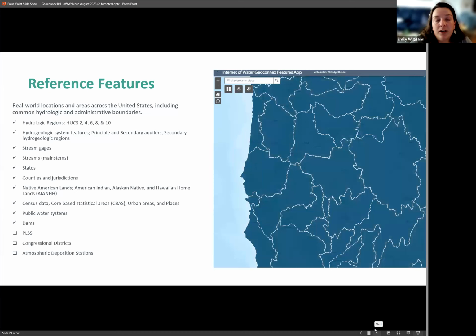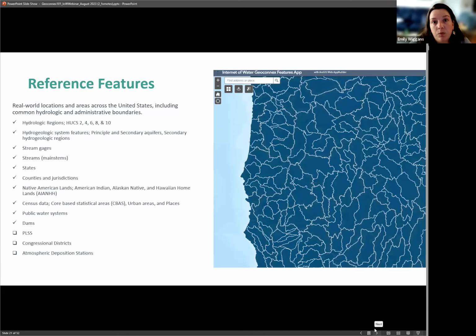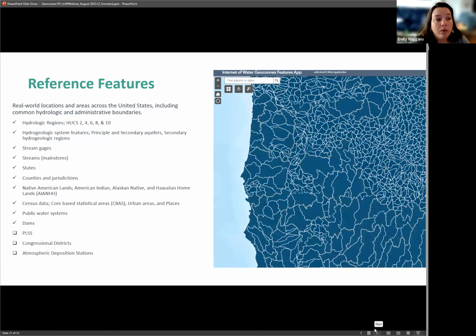So the first thing I want to discuss are our reference features. We consider reference features to be the real world locations and areas across the US of common hydrologic and administrative boundaries. Those are things like hydrologic regions, the HUCs, if you've heard that term. Hydrologic unit code it stands for, and you can see the watersheds appearing on the right side of the screen. Each of those goes up in size, increasingly smaller, from 2, 4, 6, 8, 10. So all of the HUCs are in our system.